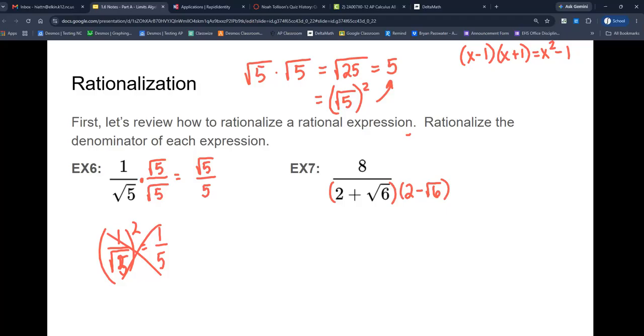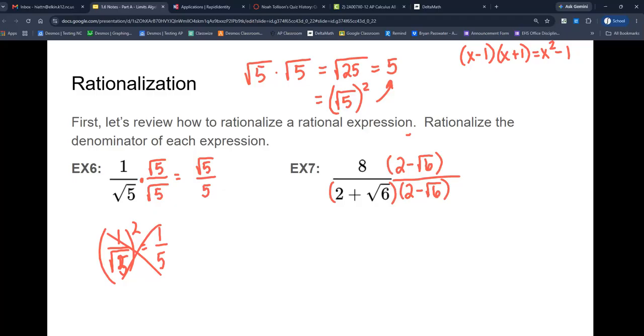Okay, can I just multiply the bottom by 2 minus the square root of 6? I cannot. I must also multiply the top by 2 minus the square root of 6, because 2 minus the square root of 6 over 2 minus the square root of 6 just equals 1, so we're not changing the value of anything.